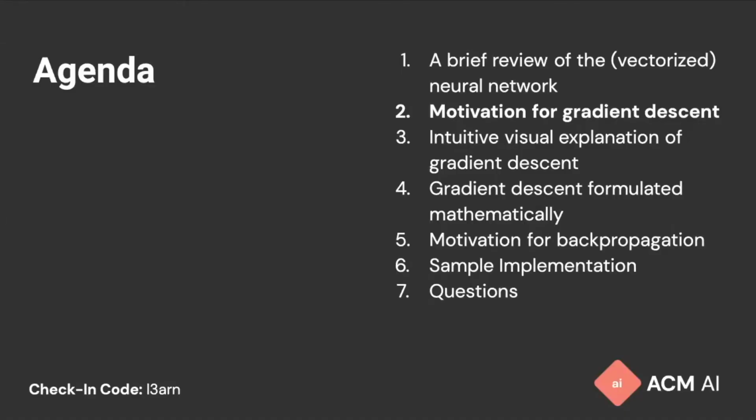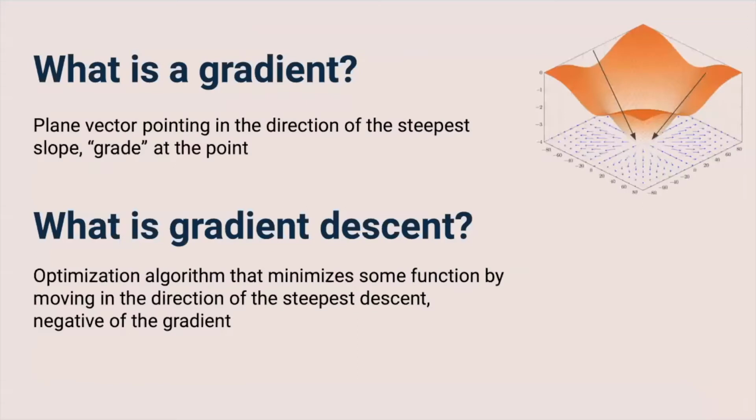So now we go into the motivation for gradient descent. Just a review: I don't know if all of y'all took Math 20C or something like that, where they cover gradients. So we'll just briefly touch on what a gradient is. A gradient is essentially a vector pointing in the direction of the steepest slope, i.e. the grade of said point. So if you look at that picture of some really curvy function, the gradient is going to be pointing down towards the bottom of said function, or rather the opposite of the gradient, because the gradient is actually going outwards.